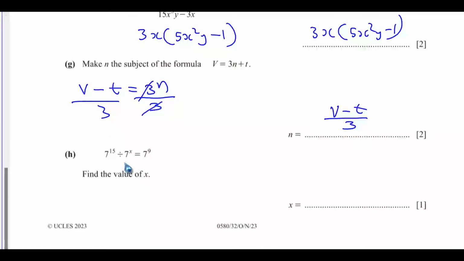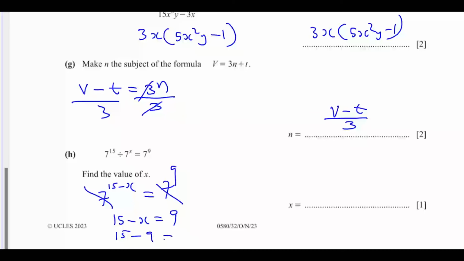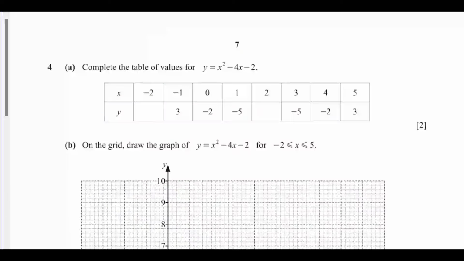Then let's go to part H. 7 to the power of 15 divided by 7 to the power of x equals 7 to the power of 9. This is an equation of indices. The division law is to subtract the powers. 7 to the power of 15 minus x equals 7 to the power of 9. So the base can cancel out, and you have 15 minus x equals 9. So 15 minus 9 equals x, and x equals 6.